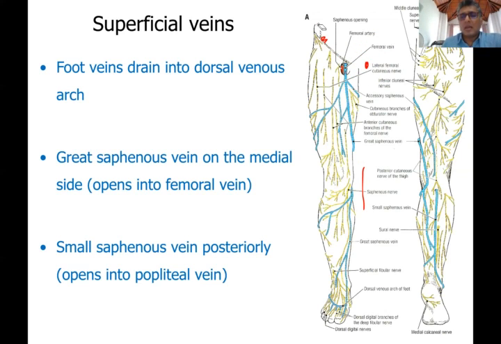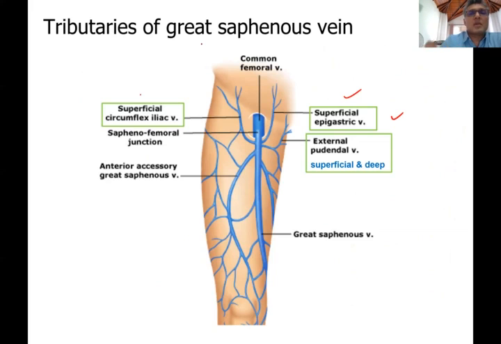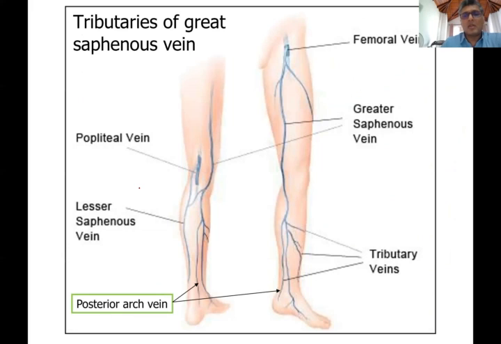Then another point. There are several tributaries to the great saphenous vein. You can see these are all tributaries entering the great saphenous vein. But you need to remember an important tributary. These are the 4 branches that I mentioned, joining. These are other tributaries that enter it. An important tributary is called the posterior arch vein.